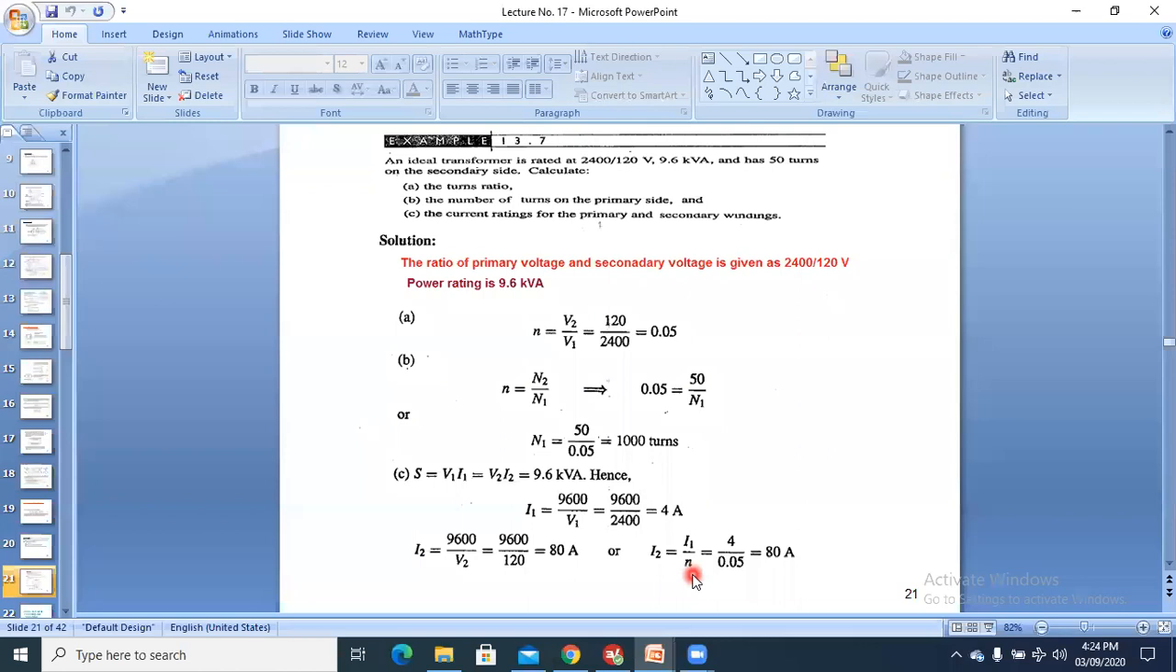Now we use the turn ratio. The current I1 is 4 ampere, and dividing by 0.05, that is equal to 80 ampere.